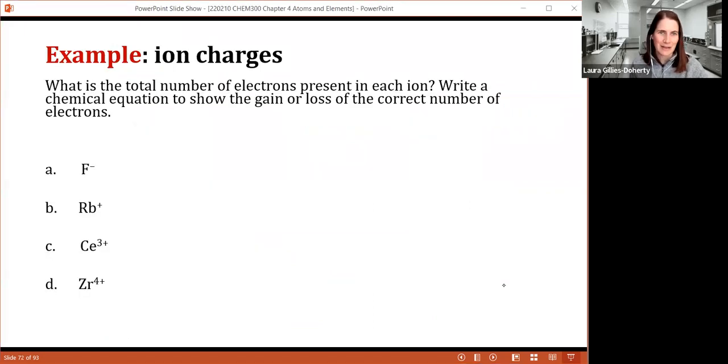So let's do some example problems dealing with figuring out ion charges. So what is the total number of electrons present in each ion? And then write a chemical equation to show the gain or loss of the correct number of electrons. So we have F minus. So F minus is the ion of fluorine. Which we would call fluoride.